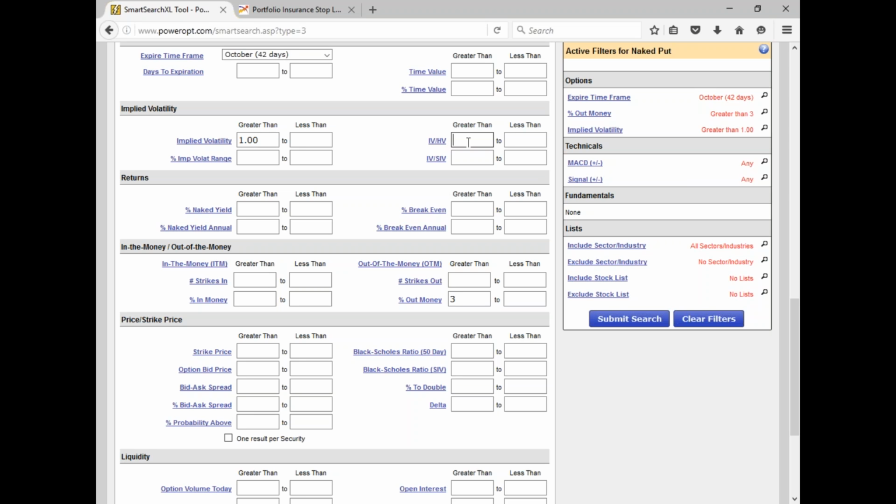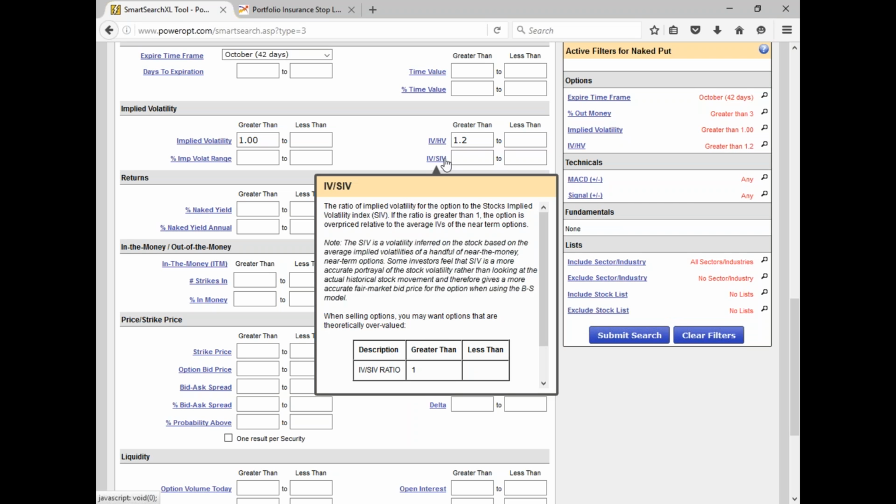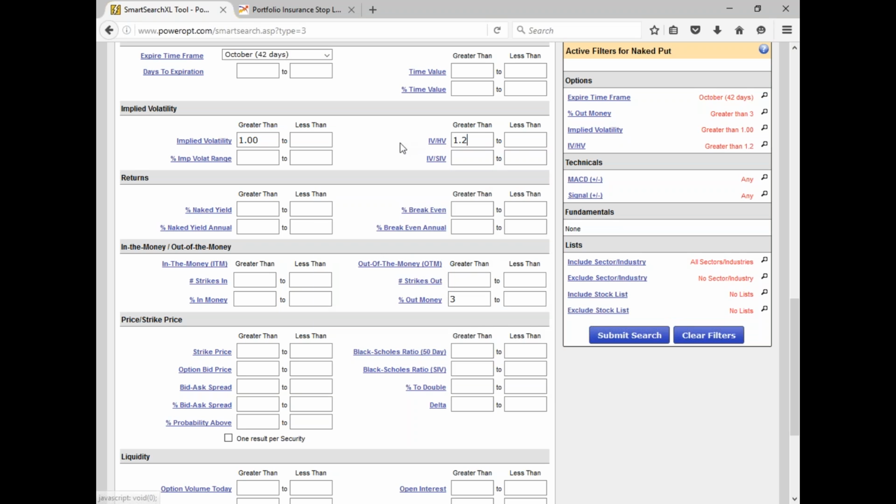I could look for options that are overvalued with the IV over HV. The implied volatility of the option compared to the historical volatility, which indicates an overvalued option. So a ratio of 1 means that the implied volatility is equal to the historical volatility. A ratio of, let's say, 1.2 would mean that the implied volatility is 20% higher than the historical volatility of the underlying security. All right.